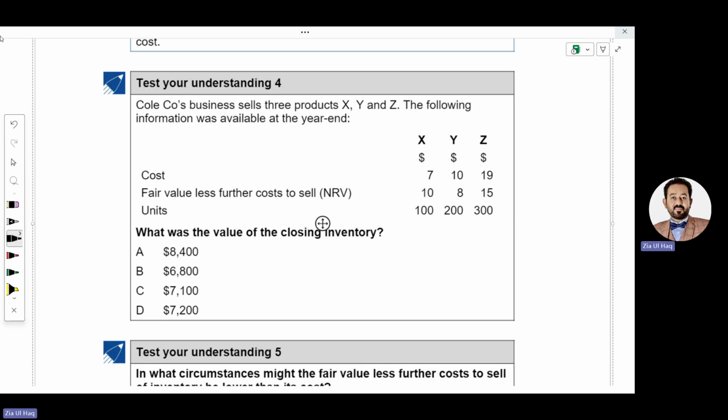For product X, what is the lower value? 7. So 7 into 100, 700. For product Y, what is the lower value? 8. 8 into 200, 1,600. For product Z, what is the lower value? 15. 15 into 300, 4,500. By combining all together, what is the value? 6,800. Option B.